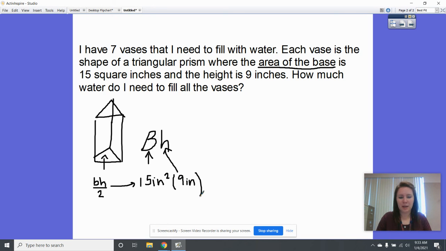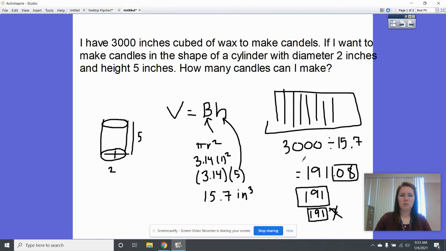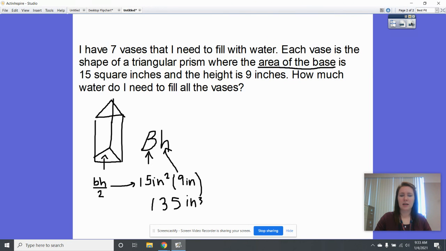And I don't know that off the top of my head. 15 times 9 is 135 inches cubed. I think I forgot units the last time. Let's go check. Yeah. Oh, no worry about units because it's how many can I have. So we're good. So each vase requires 135 cubed inches of water. That's the amount of space the vase takes up. So that's the amount of space that I need to fill with water.